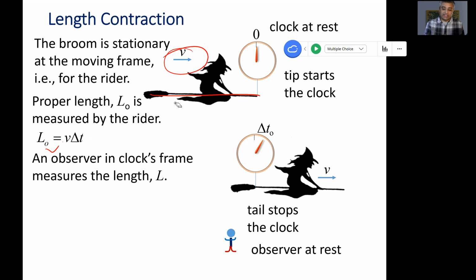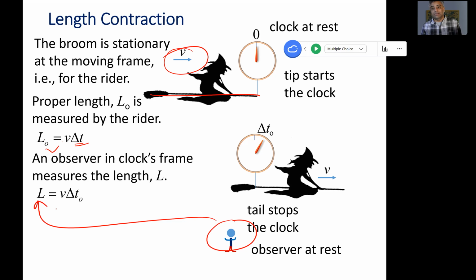v is the same for both of them, but time is different. So here we are writing delta t. And we know delta t and delta t 0 are related, so we can just use that relationship here. For this, the length is going to be different because this observer is not riding on this broom.